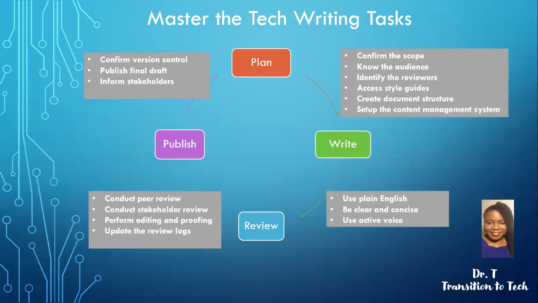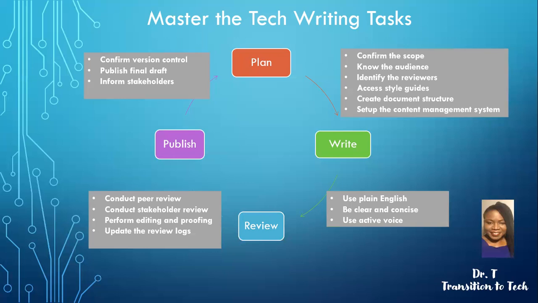Okay, so let's move to step 3. We've planned, we've written the document, now we need to review it. And we talked a bit earlier in the planning phase about knowing who our reviewers are. You'll want to now take that draft that you've written plainly, concisely, in an active voice, and you'll want to share it with the reviewers, be it the peer reviewer or the stakeholder reviewer, to get that continuous feedback loop.